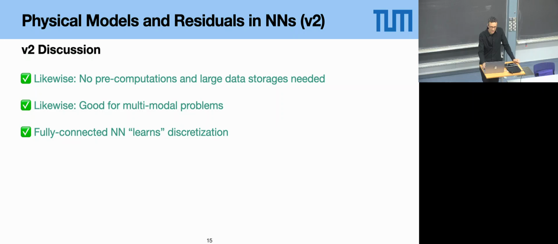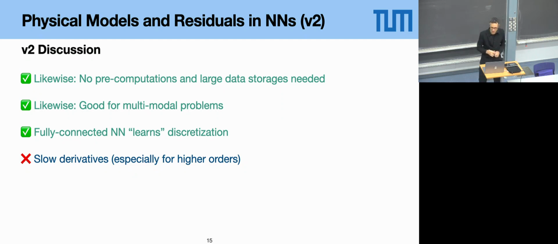So for this, we typically need fully connected neural networks because we really directly need to be able to derive the network with respect to space. This can be potentially slow. Usually the first derivative is okay. Higher order ones can be tricky unless you have workarounds.